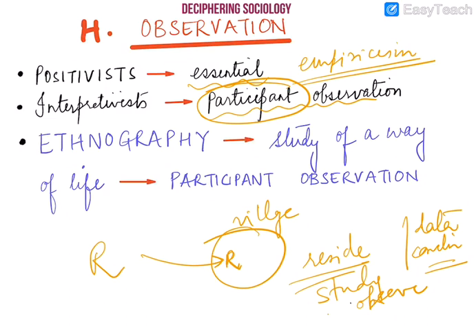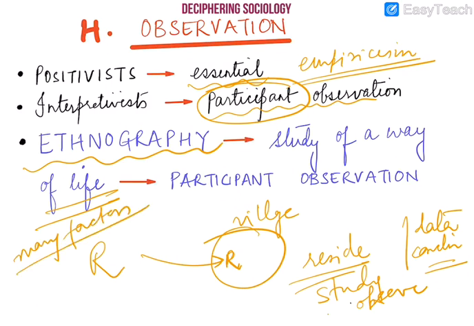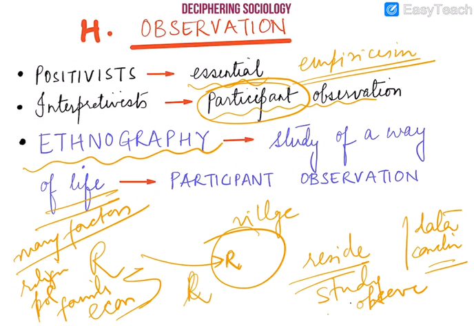Participant observation is quite useful in ethnography. Ethnography is the study of the way of life, and here it is important because there are many factors which are to be studied. Lifestyle means their religious life, their political life, their family life, their economic life. There are many variables to be studied, and therefore it requires a longer period of time where the researcher will have to go to that village or sample area to study all these variables.